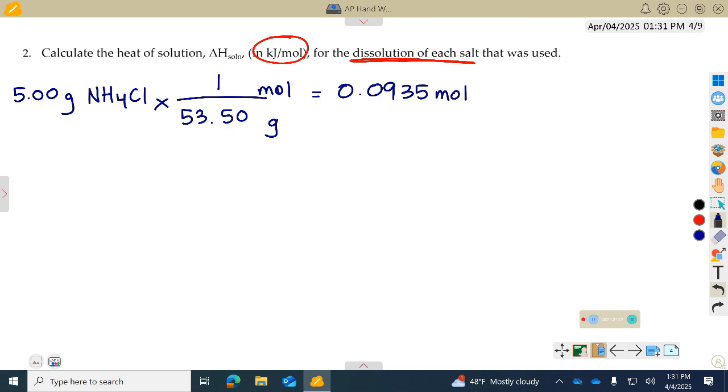Okay, so I'm going to do that with each one. So I've got 5 grams of the calcium chloride. I need it out of grams and into moles. 1 mole has the mass on my periodic table.